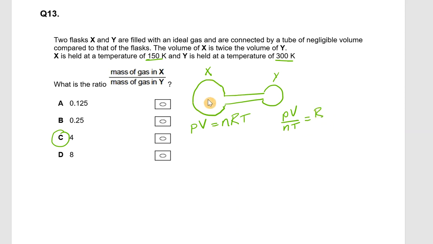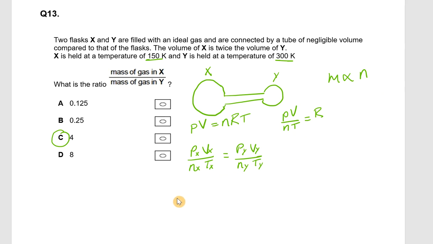So I can say the gas in X is going to have the same value of R as the gas in Y. So I can then say that the pressure in X multiplied by the volume of X, over the number of moles of X multiplied by the temperature of X, equals R, which also equals the pressure in Y multiplied by the volume in Y, over the number of moles in Y multiplied by the temperature in Y. We're trying to find the mass of the gas in X and the mass of the gas in Y. Well, the mass is directly proportional to the number of moles. So if I find the ratio of the number of moles, I'm going to find the ratio of the masses.